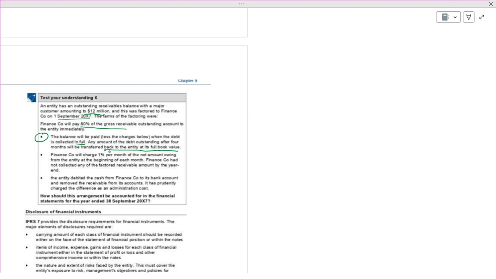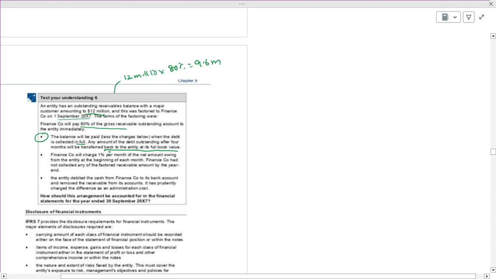How much are we talking about? 12 million. 12 million into 80% comes to 9.6 million. The remaining 2.4 million they will pay when it has been collected in full. Now they say they will charge 1% of the net amount owing from the entity. What is the net amount we are using? The finance charge will be 1% per month of the net amount owed by the entity at the beginning of each month. The finance company has not collected any receivables amount by the year end.